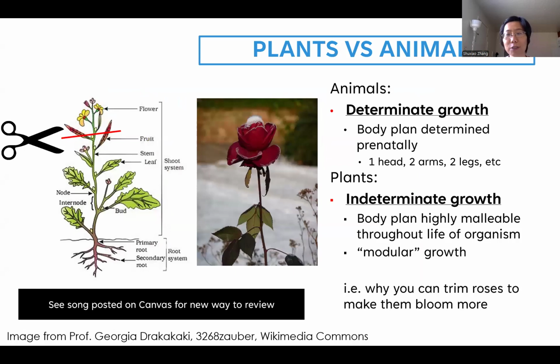And that is because animals, such as humans, have what's called determinate growth, and the body plan is determined prenatally. So in our case, we have one head, 2 arms, 2 legs. This is usually how it works, and this has been determined before we're ever born. Plants, however, have what's called indeterminate growth, and that means that the body plan is highly malleable throughout the life of an organism, and this is also known as modular growth. This is why you can cut the head of a plant or trim a rose bush, and that will actually make the rose bush bloom more.